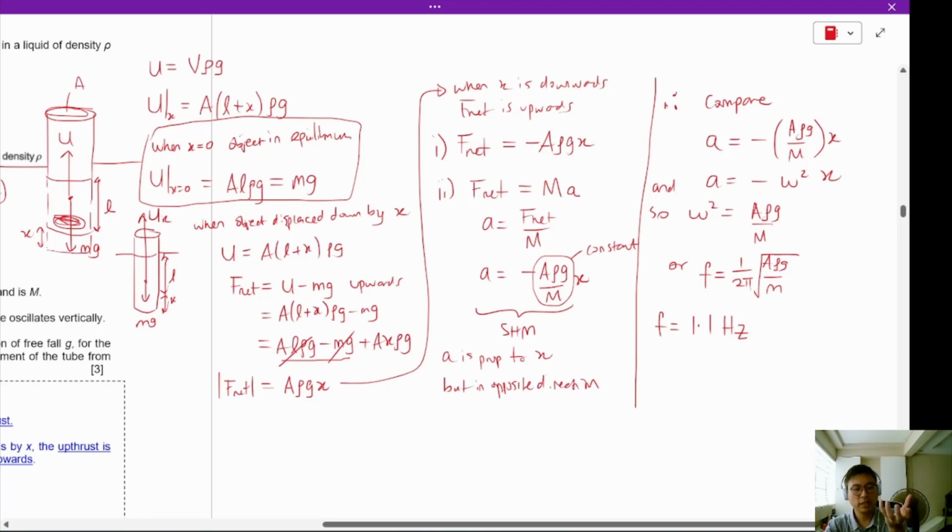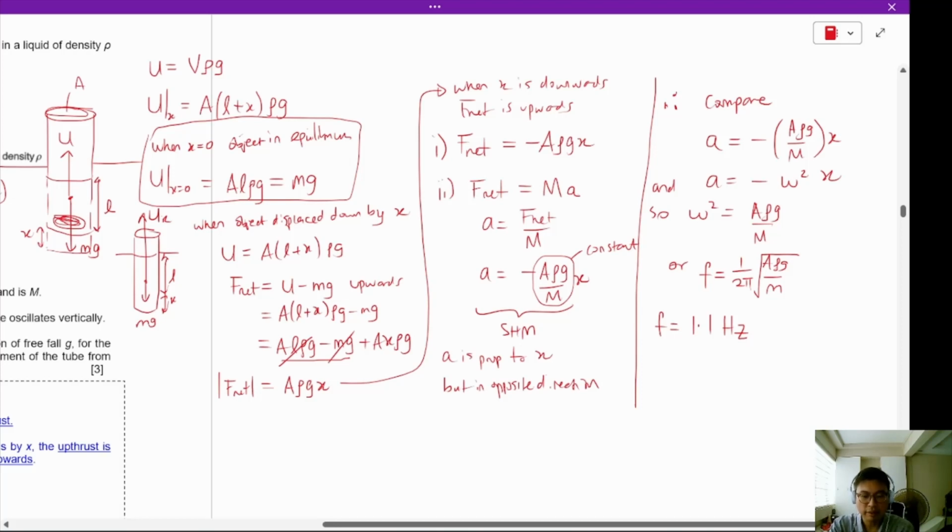So let's now compare. When the object is displaced down by x, the upthrust increases to A(L plus x) rho g. The net force will be upwards because when you pull the object down and let go, it's going to shoot up. So the net force is upwards: A(L plus x) rho g minus mg. But wait, AL rho g is equal to mg. So the net force will be A rho gx. That's the magnitude only. We know that when you pull the object down and let go, the object will shoot up. So when the displacement is downwards, the net force is upwards. So we put in the negative sign, so that the net force and displacement are in opposite directions.